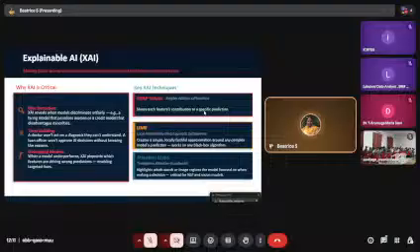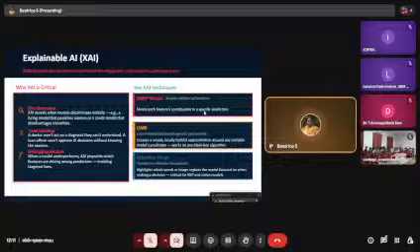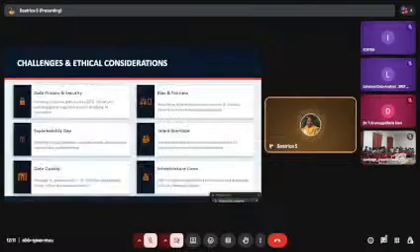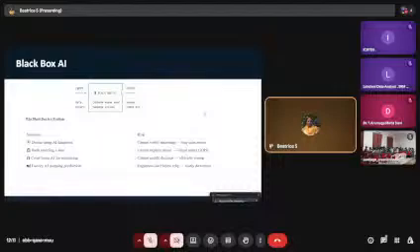Then trust building: a doctor won't act on a diagnosis they can't understand. And one more thing, a loan officer won't approve AI decisions without knowing the reasons, because there is a model called the black box model, where we cannot see how it works inside; it just gives you the output. We could see it here, the black box AI, where you give the data as an input.